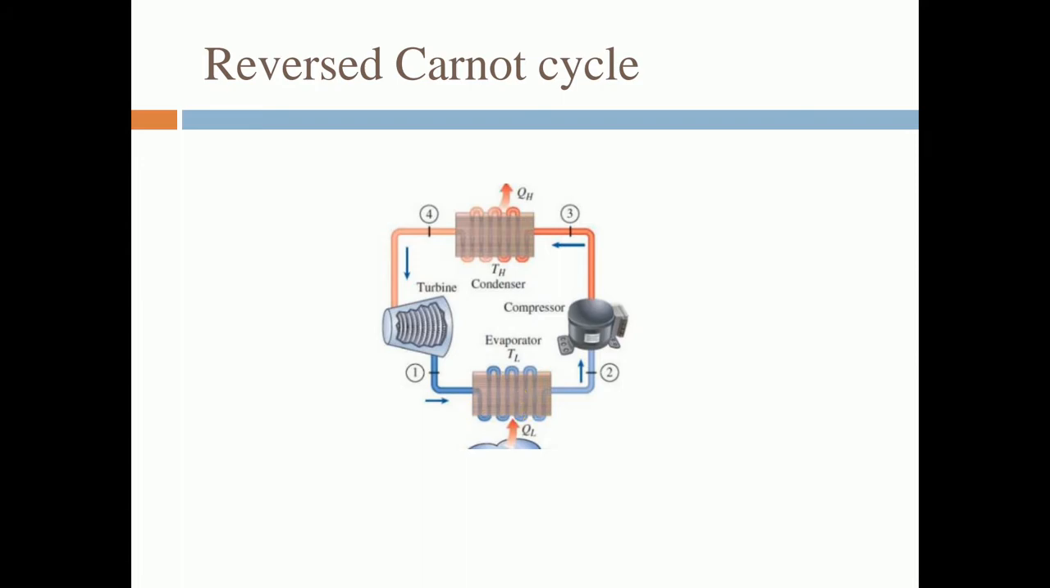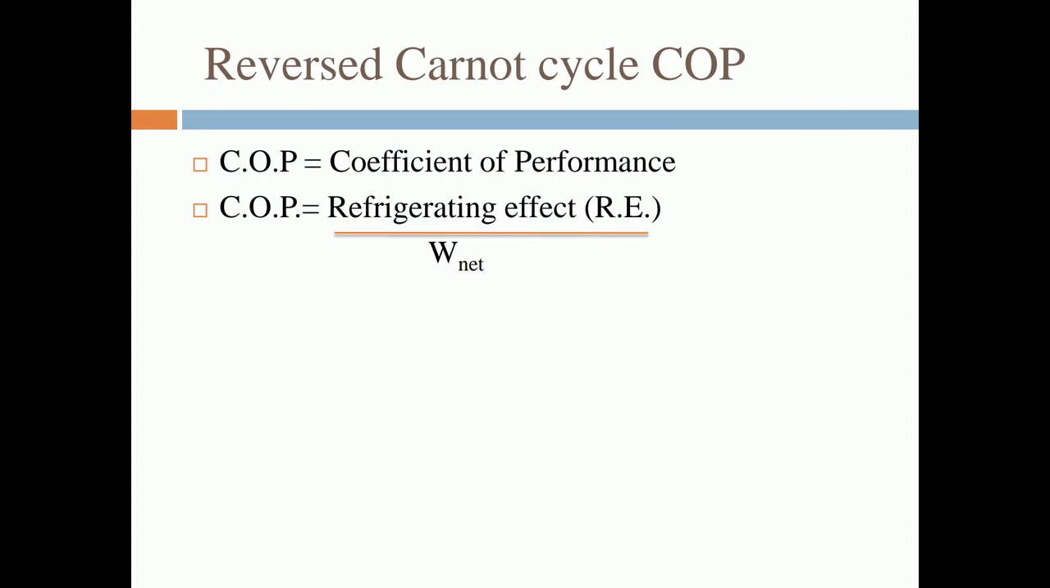It will produce the refrigerating effect, which means it gives the cooling effect to the particular substance that we want to cool. After that it goes to the compression. Okay. Now, reverse Carnot cycle, COP. As we already discussed, COP means coefficient of performance, and COP is equal to refrigerating effect divided by W net. That is the general equation.